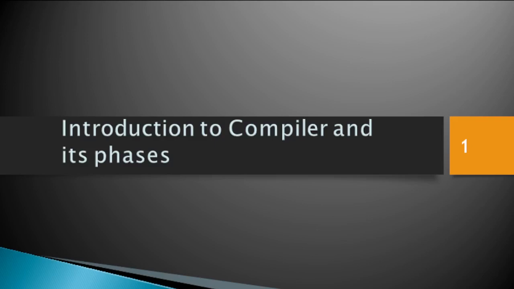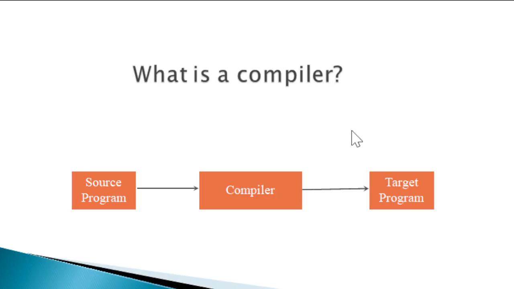Today we discussed an introduction to compiler and its phases. First, what is meant by a compiler? A compiler is just a translator that translates a high-level language into a low-level language. What is meant by a high-level language? High-level languages are human-understandable languages like Java, CPP, and so on. What is meant by a low-level language? It is binary code, a machine-understandable language.